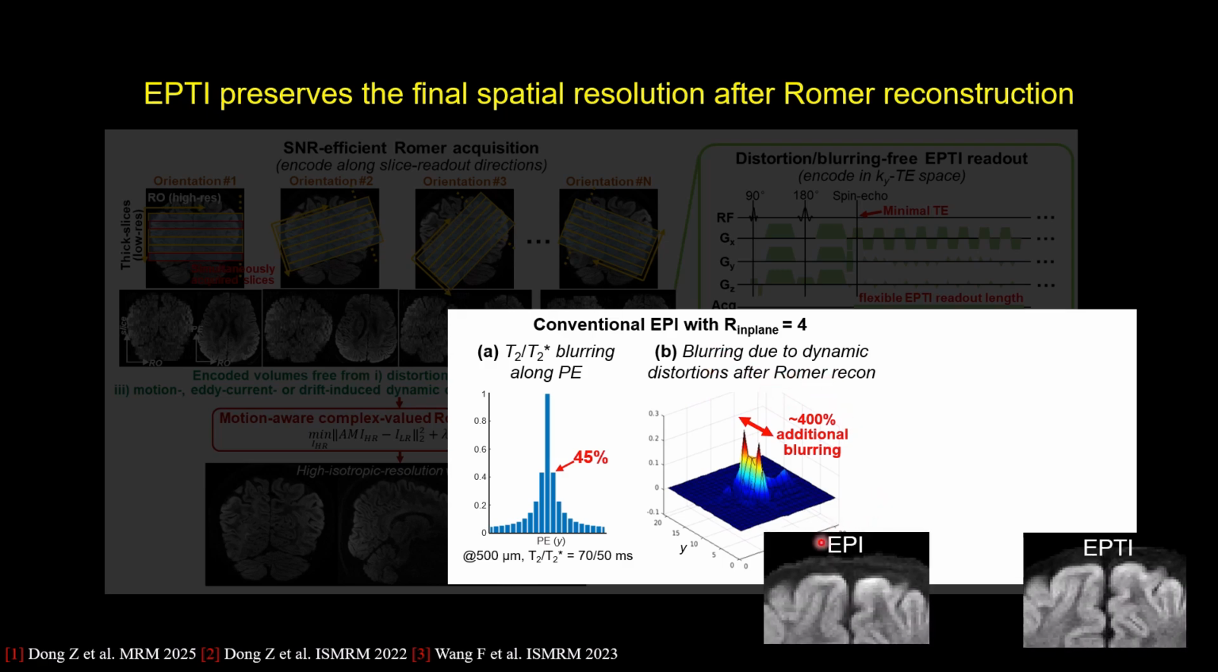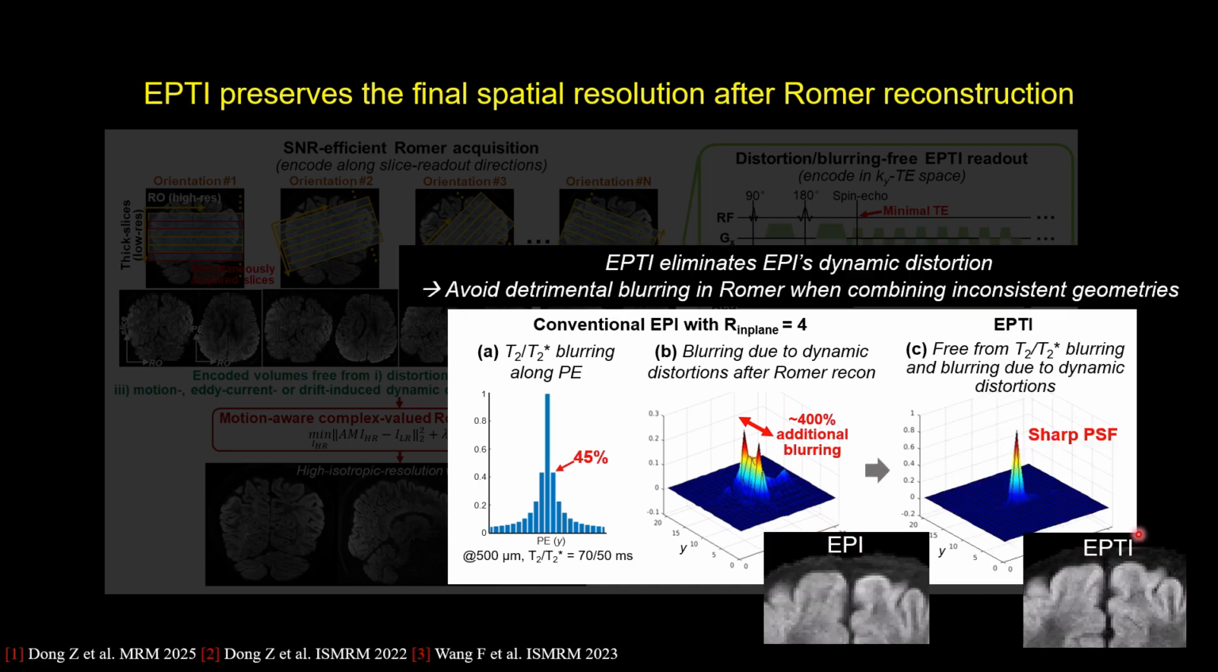And here shows the dynamic distorted EPI images, and here shows EPTI eliminates this dynamic distortion, so it can prevent this detrimental blurring in Romer reconstruction with a sharp point spread function by eliminating both this dynamic distortion-induced blurring and also the T2* blurring. So EPTI readout ensures the motion robustness of Romer and further preserves the final fidelity of the spatial resolution.